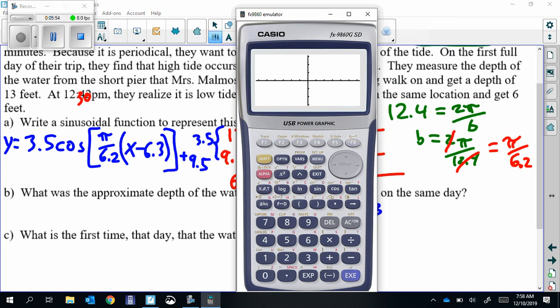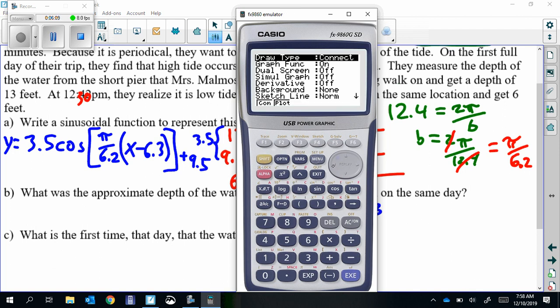We got to check our settings and our window on this. So since this is pi over 6.2, since we talked about a period of 2 pi, that's radians. If we would have done degrees of period of 360, then that would have been degrees, but we did radians. So make sure your calculator is in radians.